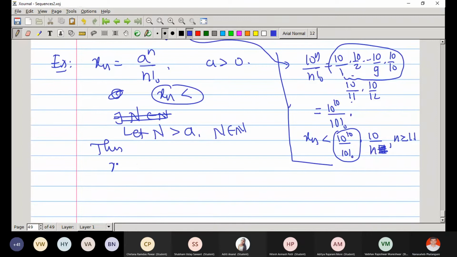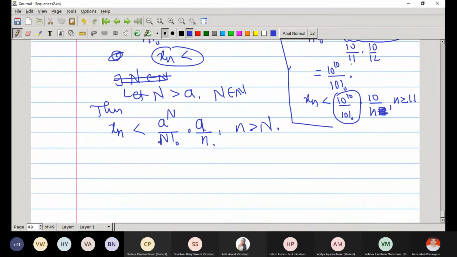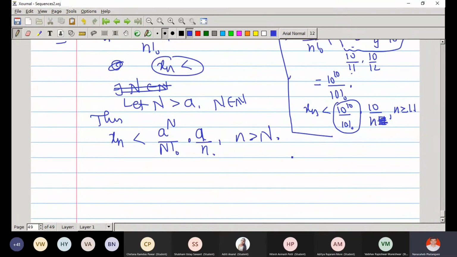Then xn is less than a raised to n upon n factorial into a upon n, for n greater than this particular n. Is it correct now? Yes, sir. So no doubt, no ambiguity in this now. And if you still have confusion, you can try for a equal to, suppose, 4.7.